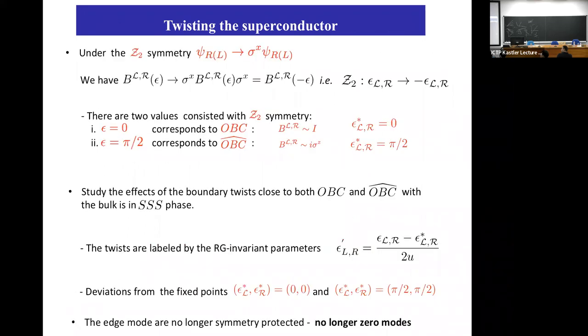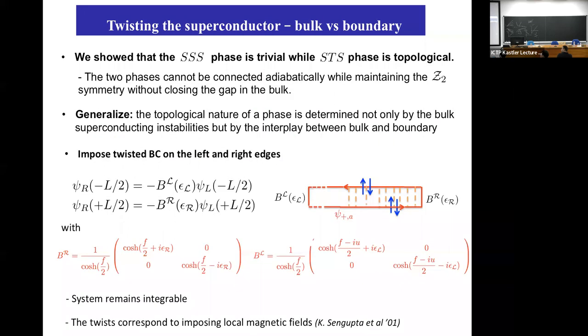Exactly, just a little. Okay, so now we ask the following question. What happens if we apply a magnetic field at the edges? What I want to argue is that what was a trivial phase, namely the spin singlet, which was trivial when we had open boundary conditions, now, when we apply a magnetic field at the edges, I will argue that it becomes topological. So in other words, whether a system is topological or not is not only a bulk property, at least in one dimension, but a combined effect of bulk and boundary.